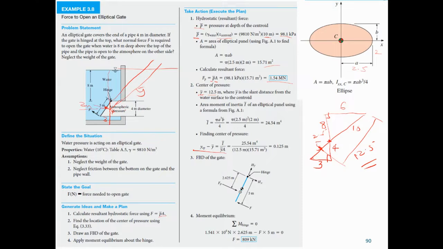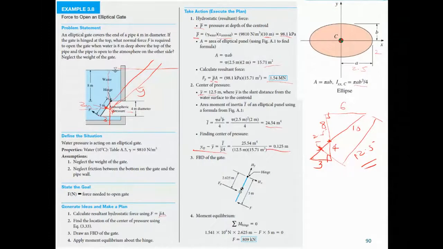Very simple. This is 5, this is 4. So from here to here is definitely 3. And then if this is 8, then definitely this is 6 and this is 10. Now this is for Y bar, and then for I we get the formula, which is this. So we simply substitute to get the moment of inertia, and then find the center of pressure. We substitute all the values here.